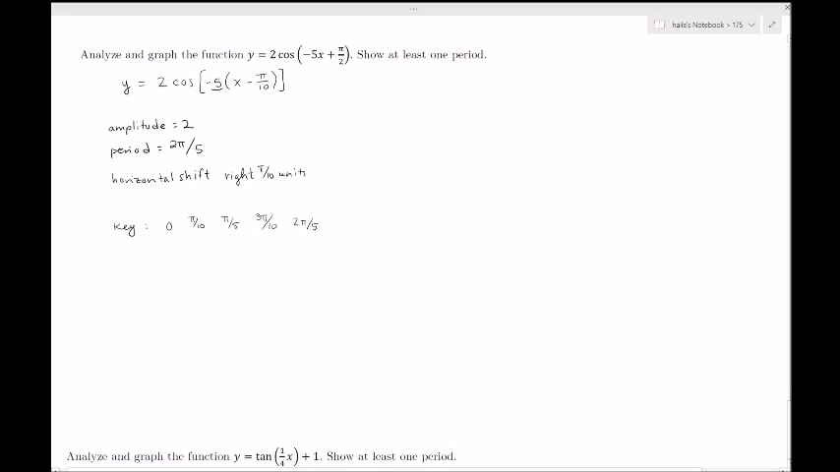Now what we want to do is shift those key points to the right pi over 10 units. So we add pi over 10 to each of these key points. So we get pi over 10, pi over 5, 3 pi over 10, 2 pi over 5, and pi over 2. So now we can go ahead and graph our cosine function.